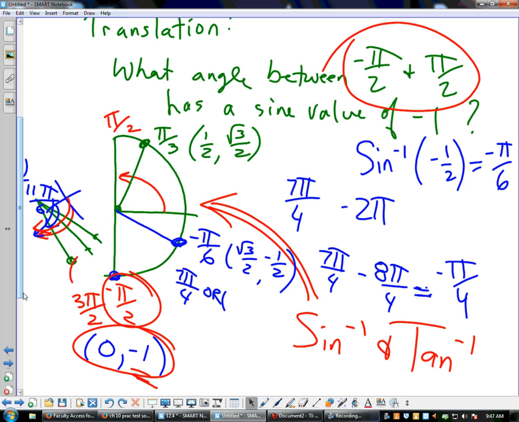Okay, what if we gave you 60 degrees? If you gave me negative 30 degrees, that would be okay. So you would do the negative. But we would want it to be negative pi over 6 because we're going in this direction. We're going clockwise, which is the negative direction.